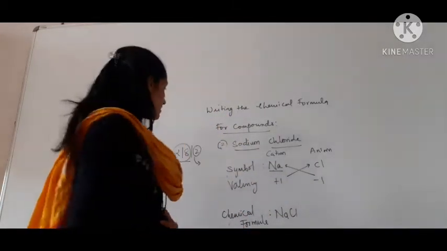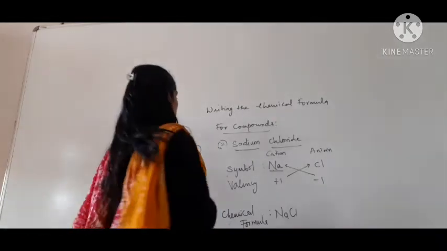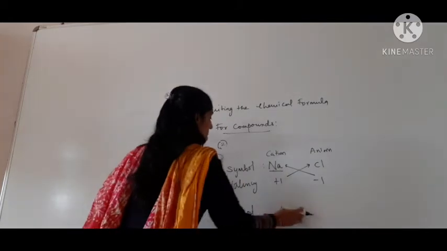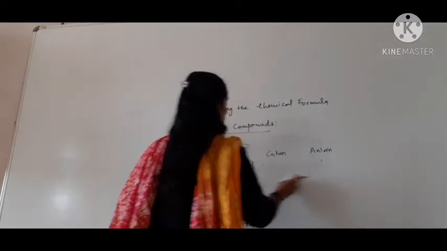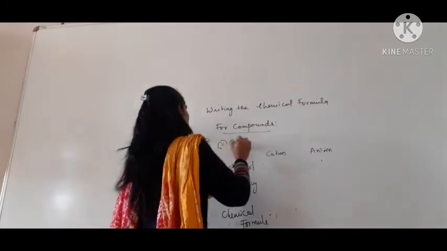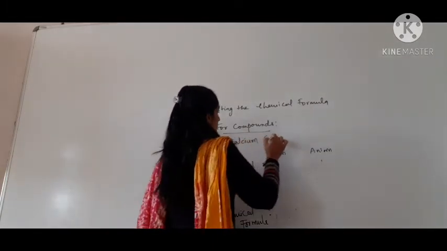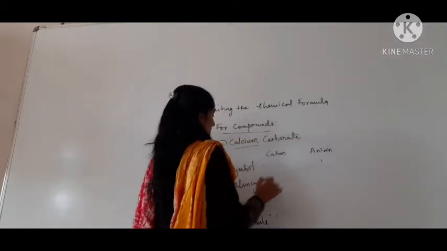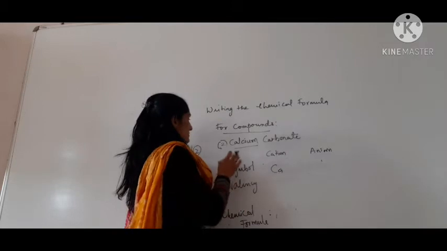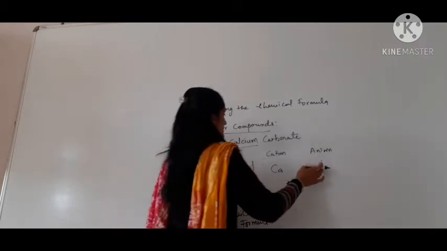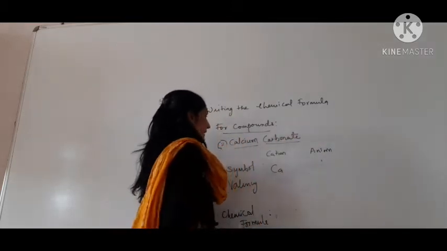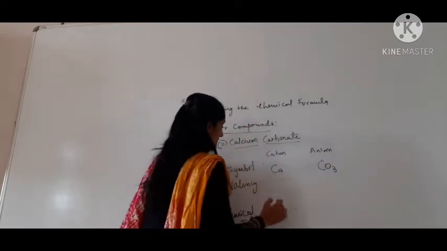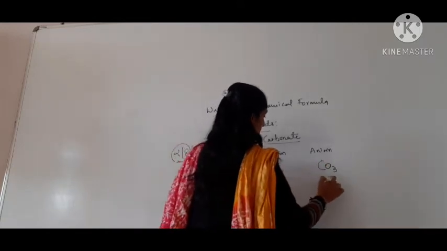Now the third one is calcium carbonate. The symbol of calcium is Ca. The metal is written on the left hand side, and on the right hand side we write the anion. Carbonate is a polyatomic ion, CO3. Calcium has valency +2 and carbonate also has valency -2.